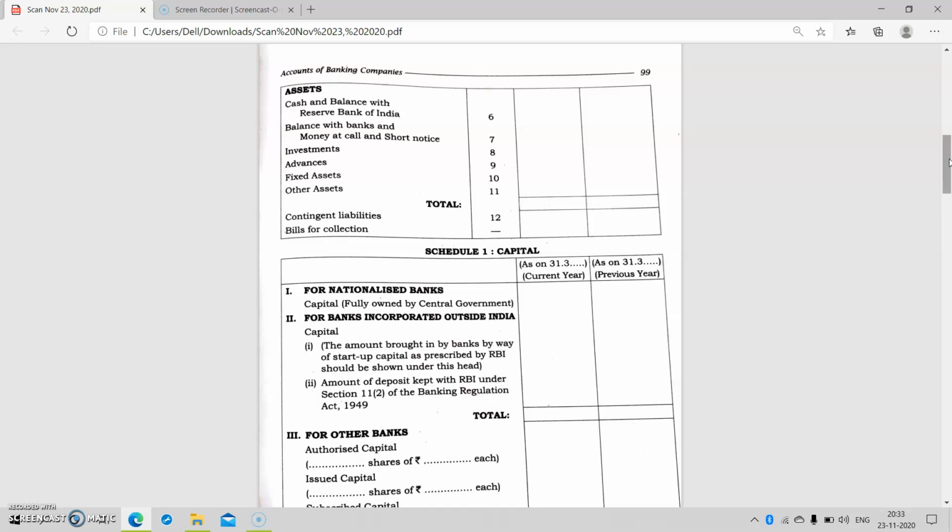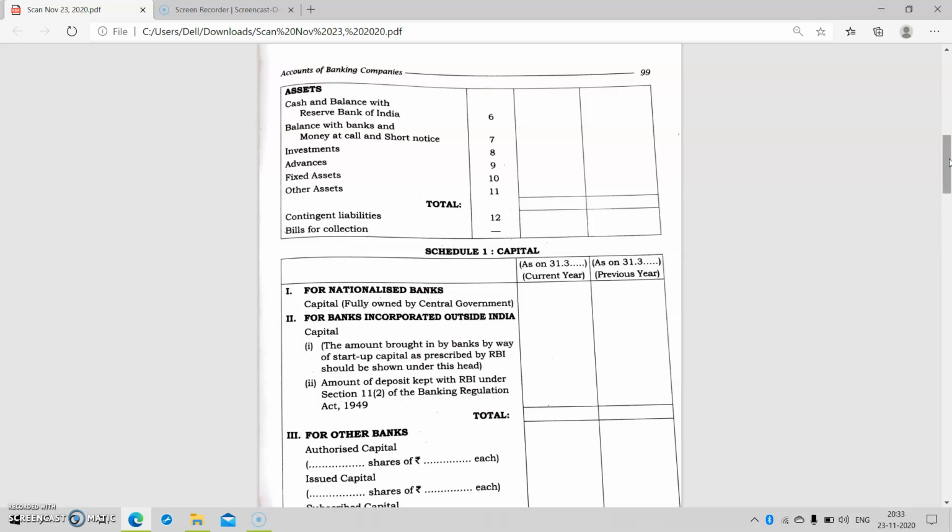Now all the investments of the bank will be grouped under Schedule 8, advances under Schedule 9. That means all the loans are assets for the banker, no? So all loans will be shown as advances. And then the fixed assets owned by the bank, and other assets, Schedule 11, and by that we'll find out the total of the assets. And now contingent liabilities and bills for collection. Contingent liabilities have a schedule number, schedule number 12, but that's not part of the balance sheet total. You will just mention it.